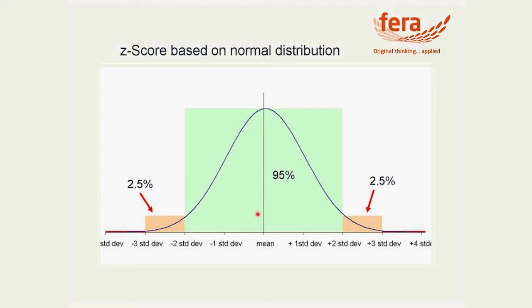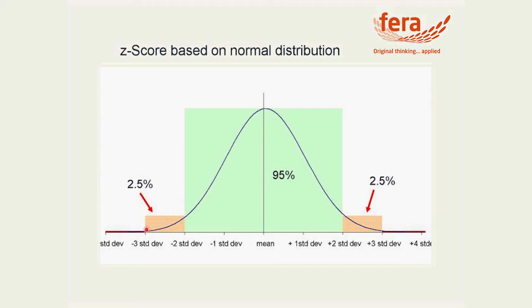The Z-score is based on the normal distribution. This is the bell-shaped curve which should be familiar to analytical chemists. With the normal distribution, the area under the curve within two standard deviations, here and here, is about 95%. Another way of looking at this is that outside of two standard deviations, there is about 5% of the area under the curve.